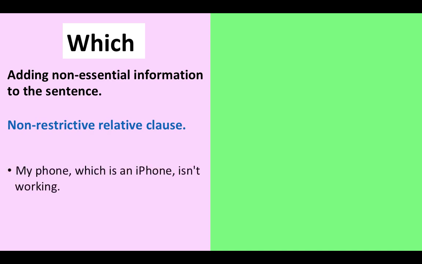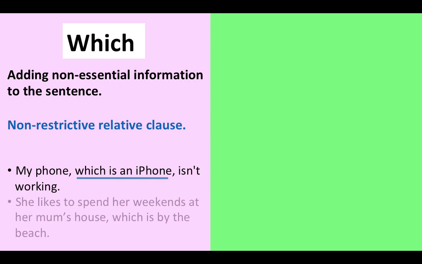For example, my phone, which is an iPhone, isn't working. The sentence still makes sense if we remove the clause. My phone isn't working. It's not essential for me to say that it's an iPhone, as we can still understand the meaning of the sentence. The clause is just providing extra non-essential information.